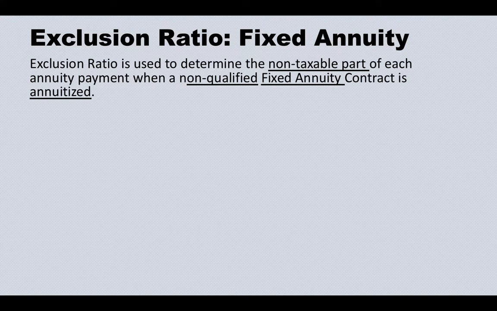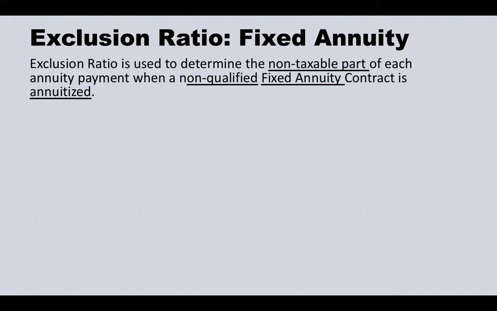Another thing you need to pay attention to is that this only applies to non-qualified annuity, meaning you buy with after-tax money, then it grows tax-deferred all those years. Some annuities are bought in a retirement account, and that's taxed differently. So keep that in mind here.